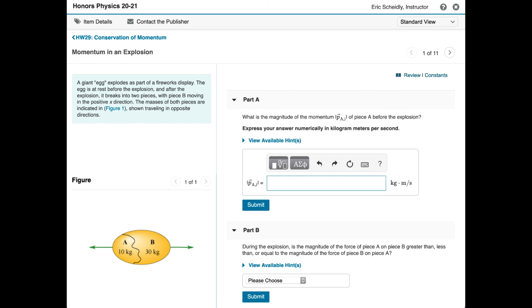So I'm going to be solving some problems where I apply the law of conservation of momentum, realizing that the total initial momentum of a system is equal to the final momentum. So let's get into it and see what happens.